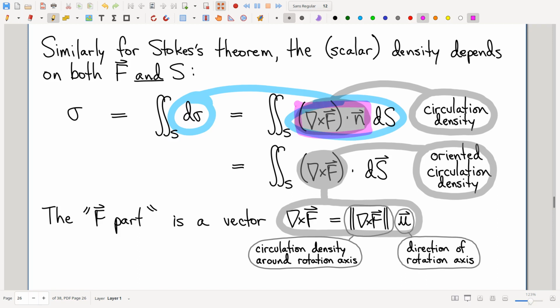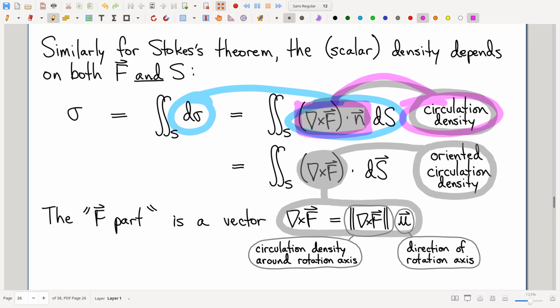This is circulation per unit area. Circulation being circulation per unit area times area. So, as such, we call this circulation density, fine and dandy. We've already talked about that.